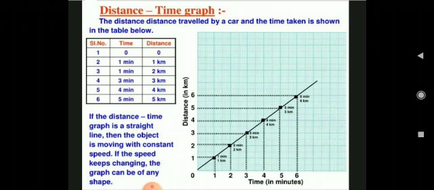Now here you can see, students, the time and distance is given. Now if the distance time graph is a straight line, then the object is moving with constant speed, and if the speed keeps changing, then the graph can be of any shape, right?